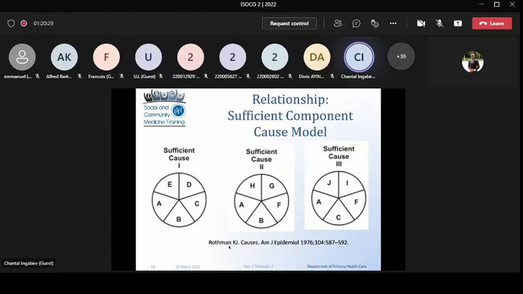You might have some exposure factors in one of the models. You might also have other explanatory factors in the second model and in the third, and so on. And for this sufficient component cause model, I would recommend you to read it in the reference provided below, because we don't have enough time to go through it now.